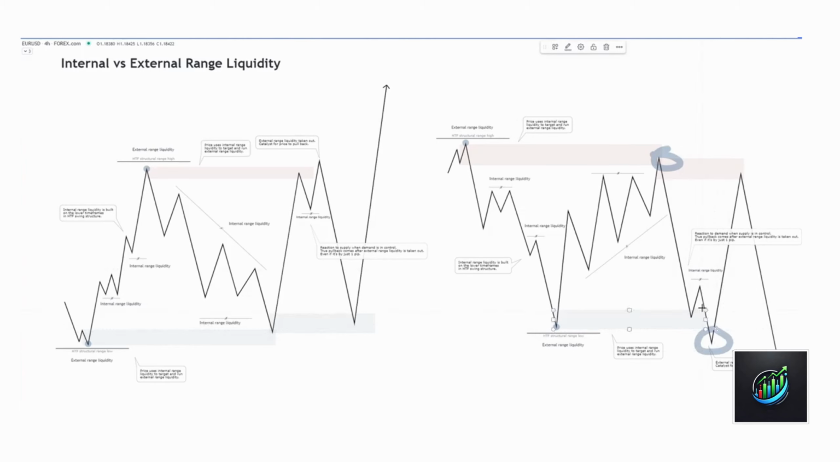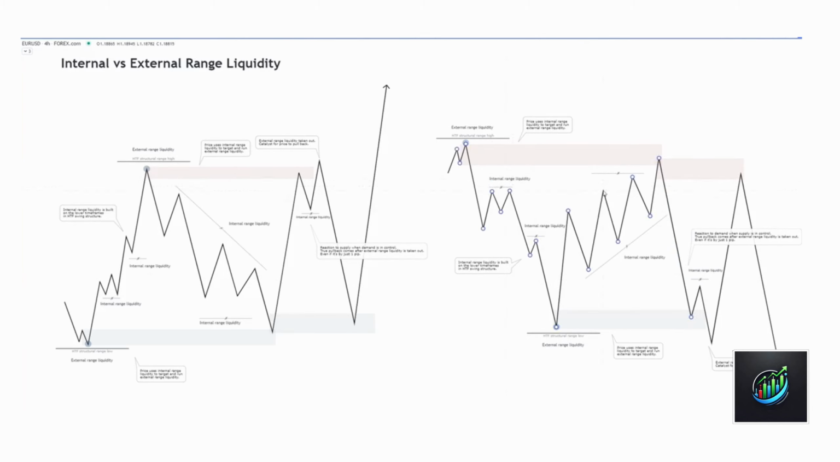And again, like I said, in many cases you'll see a break of external range liquidity even by a pip. We take out a little bit more internal range liquidity, tap into a supply zone, and then continue running. Again, there might be more internal range liquidity created in this leg of structure as well, not just this point. And once more, the internal range liquidity could exist in different cases here.